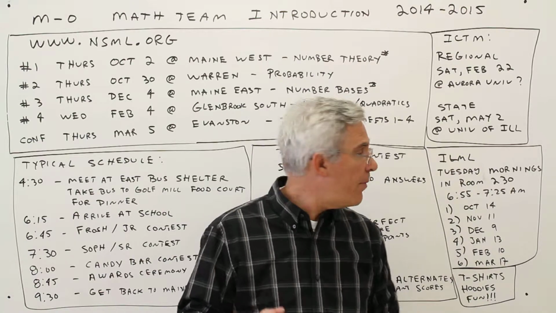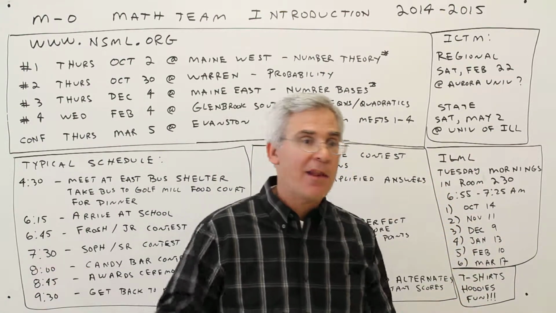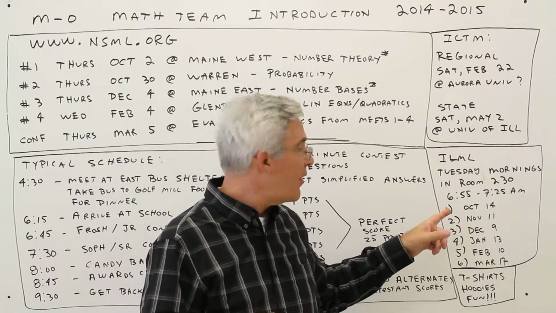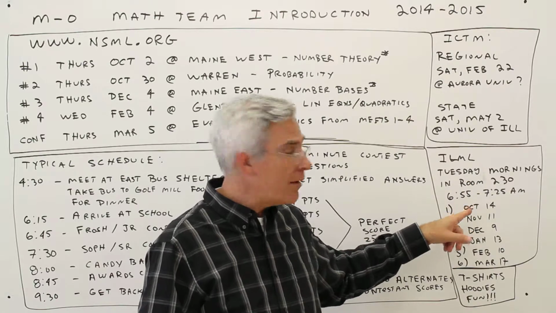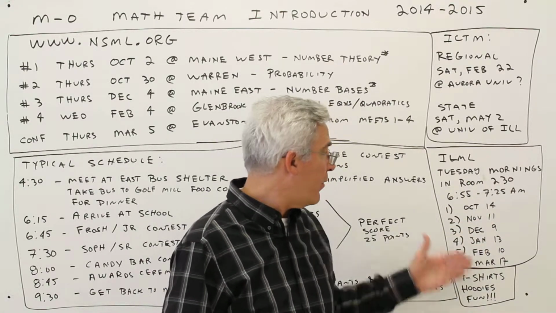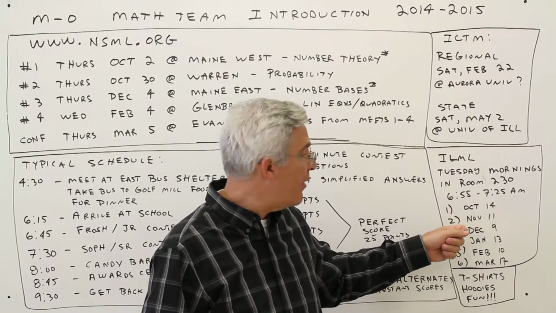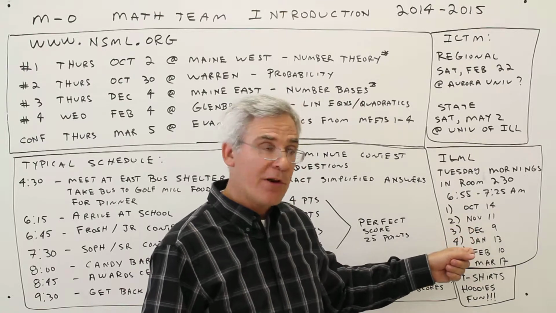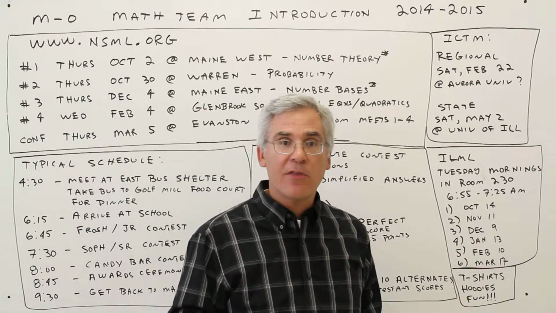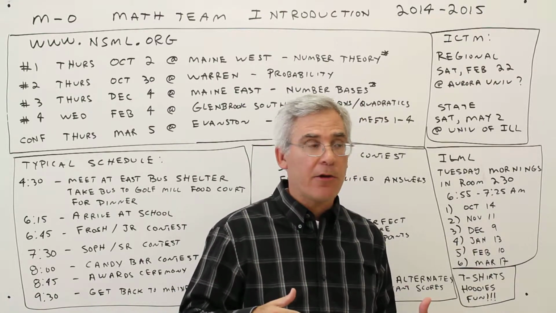Then, separate from that, is the Illinois Math League contests. These are open to anybody in the school that wants it. It's in room 230, that's the freshman study hall. It's Tuesday mornings, from 6:55 to 7:25 a.m. And those are on the following 6 Tuesday mornings: October 14th, November 11th, December 9th, January 13th, February 2nd, and March 17th. And that's just 5 questions with a calculator.